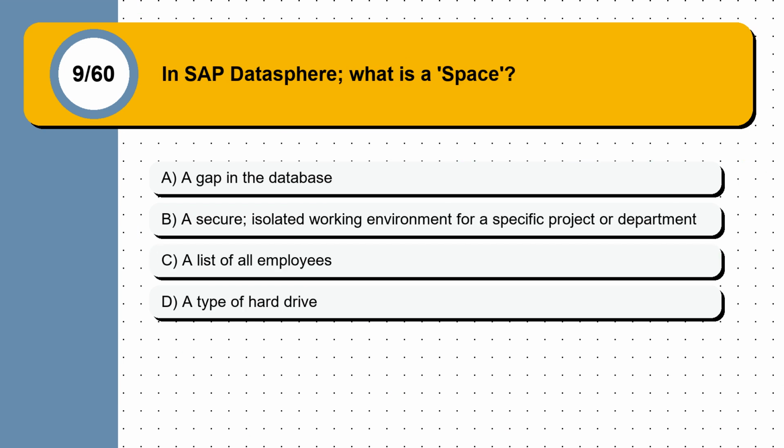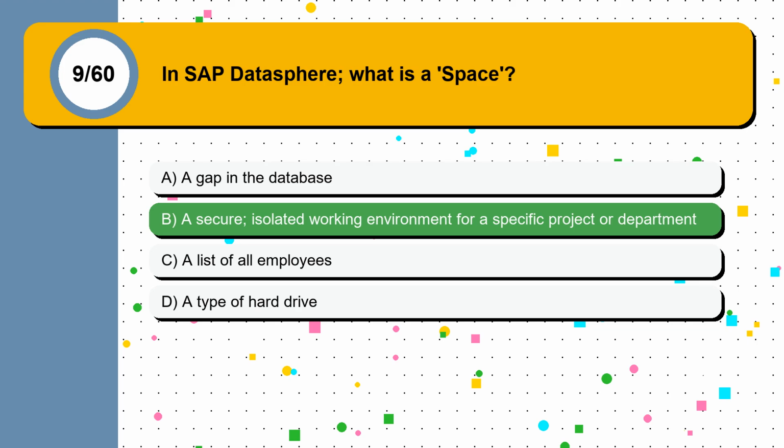Question 9. In SAP Datasphere, what is a space? Option A, a gap in the database. Option B, a secure, isolated working environment for a specific project or department. Option C, a list of all employees. Option D, a type of hard drive.